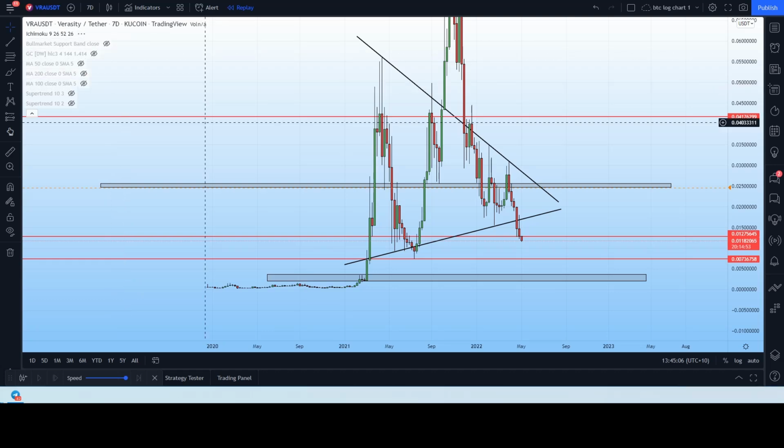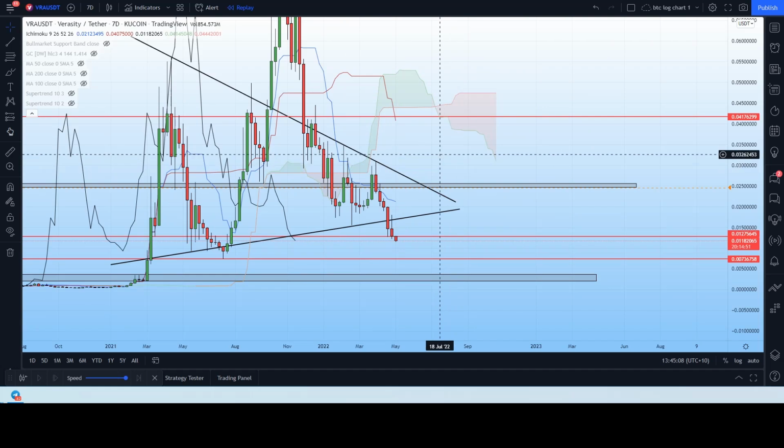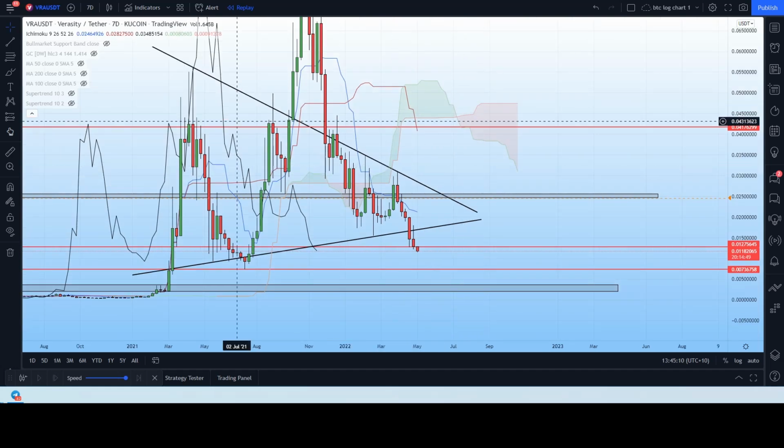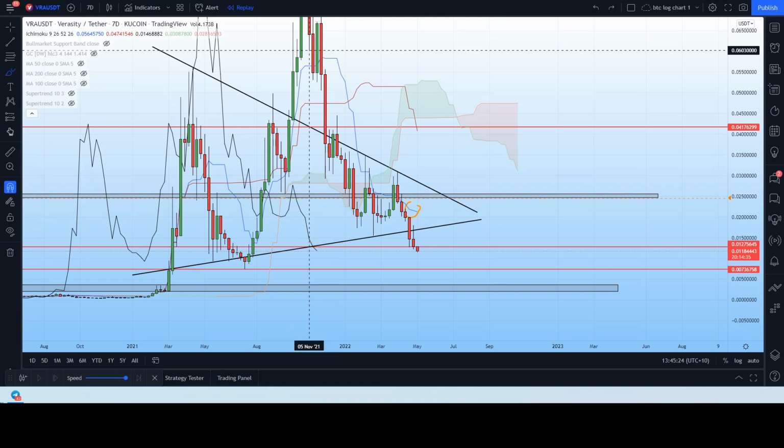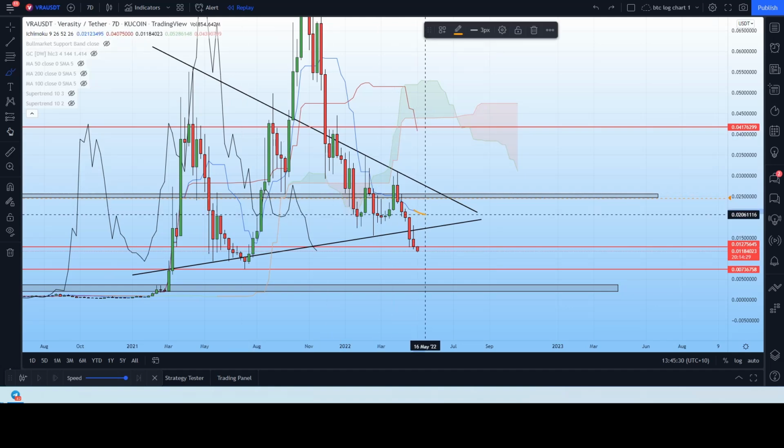Starting off with the Ichimoku cloud, we can see something very terrible is occurring. Not only is the price below the clouds, below the baseline and conversion line, but our lagging span has officially lost this uptrending diagonal support, and it is also below the clouds, indicating that VRA is in a macro downtrend and has in fact been in a macro downtrend for quite some time. I would expect this trend to continue until the conversion line is flipped.